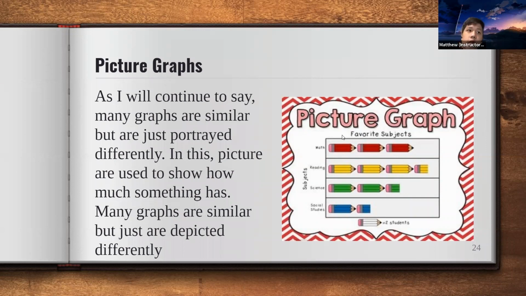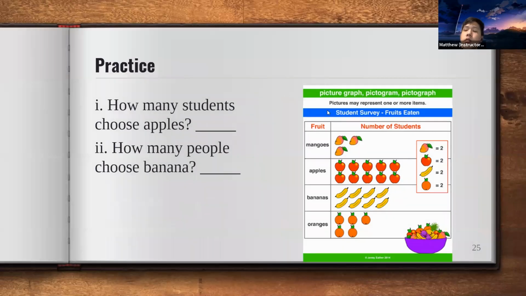Correct. The answer would be 3. Social studies have 3. So how about this? How many students chose apples? There is 1, 2, 3, 4, 5, 6, 7, 8, 9, 10. 10 apples, and 1 apple is equal to 2. So it will be 2, 4, 6, 8, 10, 12, 14, 16, 18, 20. 20 people chose apples, and 16 people chose bananas. As there are 8 bananas, and each banana is equal to 2.